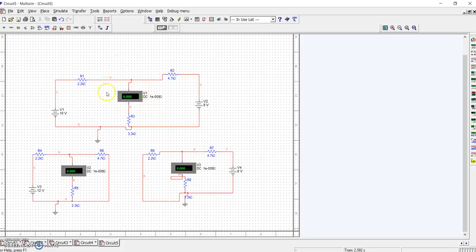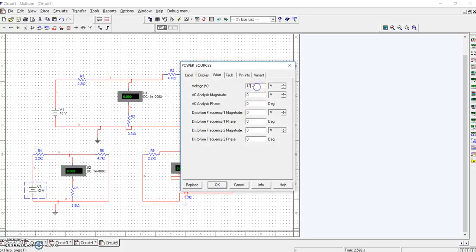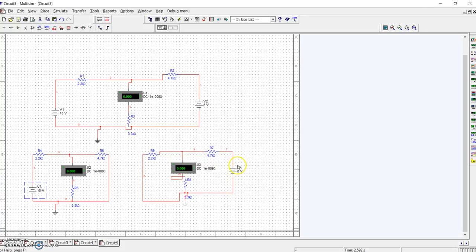So this is the given circuit, and these are the circuits when only one source is acting alone and the other source is replaced by its equivalent internal resistance. We have to change the value of this voltage source to 10 volts. Okay, now we have to run the simulation by clicking on this run or stop simulation button.